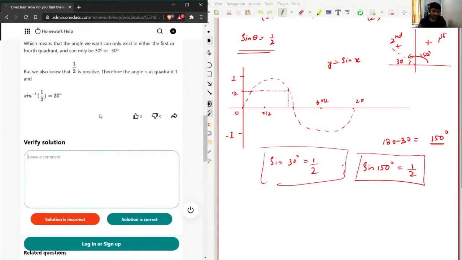Obviously, if you have this kind of question, it is better to just end it with sine 30, and if it is asking to mention all the angles, then just write 150, otherwise end it at 30 only. I'll just say the correct solution would work.